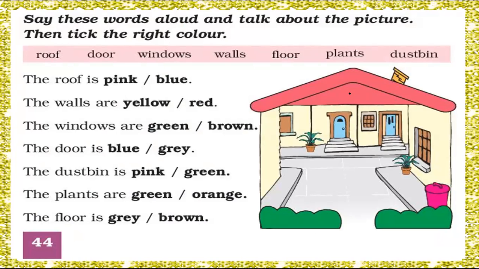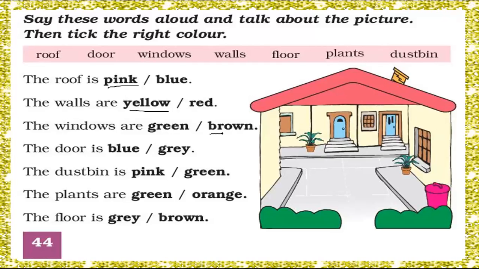Children, what is the color of the roof? The roof is pink or blue? This is pink color. So you're going to underline pink color. Next, the walls are yellow or red. What is the color of the wall? Yellow. So you're going to underline yellow. The windows are green or brown. What is the color of the window, children? Brown. So you are going to underline brown.